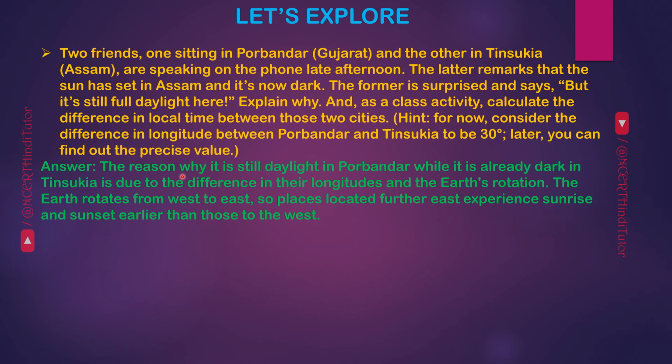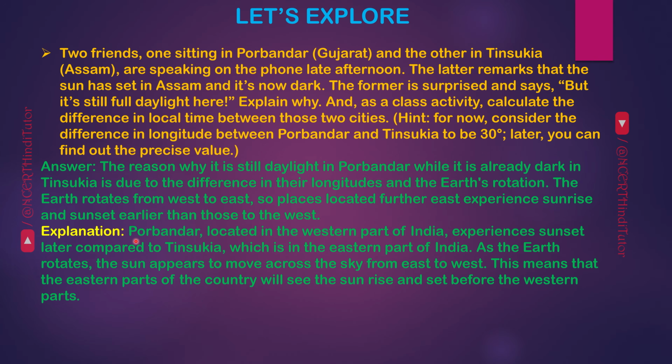Answer. The reason why it is still daylight in Porbandar while it is already dark in Tinsukia is due to the difference in their longitudes and the Earth's rotation. The Earth rotates from west to east, so places located further east experience sunrise and sunset earlier than those to the west. Porbandar, located in the western part of India, experiences sunset later compared to Tinsukia, which is in the eastern part of India.